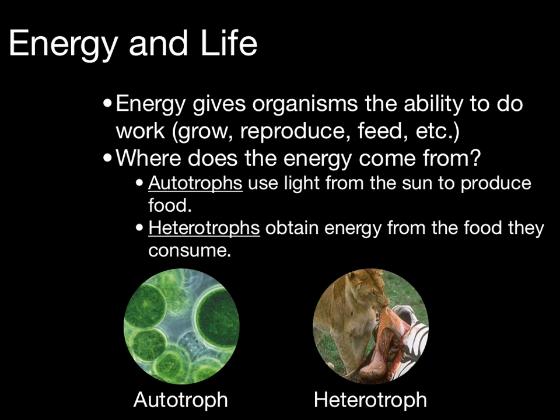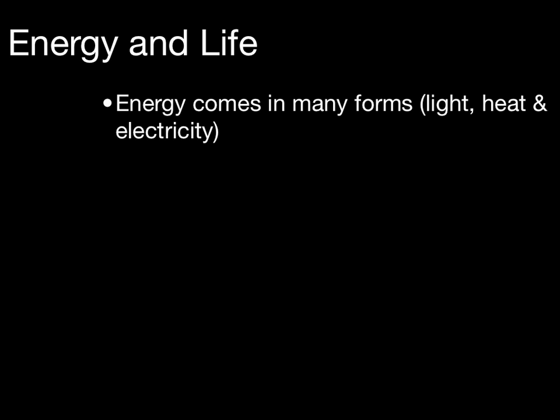On the other hand, if you're a heterotroph, like the lion we see eating the zebra, they obtain energy from the food that they consume. Now, human beings and most animals are heterotrophs, while plants and algae are autotrophs. So let's take a couple of minutes to learn about where this energy is coming from.